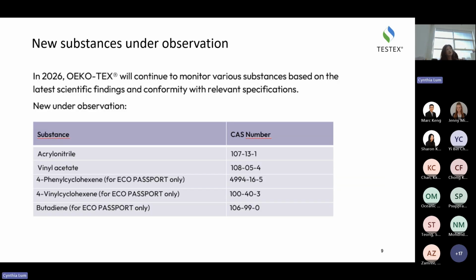We have added some new substances under observation. It's because there is no concrete evidence right now whether they are relevant or whether they have any big impact in the textile and the leather industry. So at the moment, they will be monitored at least for the next year. And OEKO TEX is developing the relevant test methods. So out of these 5, 3 of them, the last 3, are under Eco Passport.